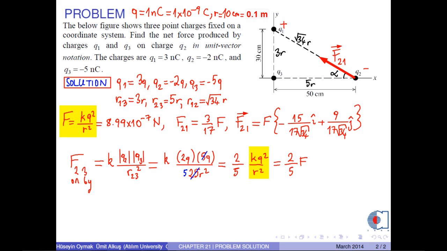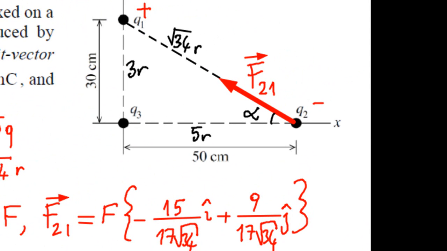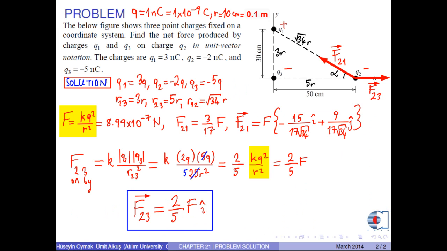The direction of F23 is found as follows. Q2 is a negative charge, and so is Q3. So there is a repulsive force between them. Then F23 is to the right. As a result, the vector F23 is 2 over 5 f i hat.